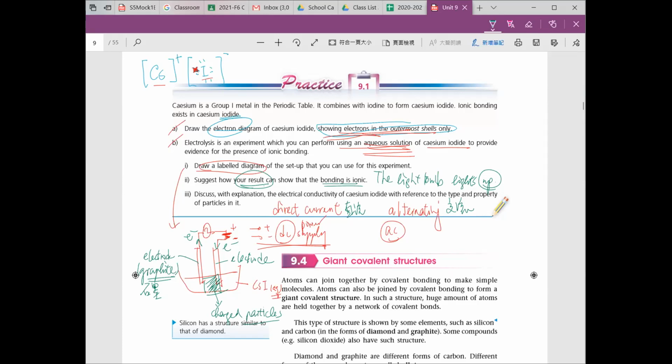So lastly, it's about discuss with explanation. The electrical conductivity of cesium chloride with reference to the type of particle of bonding in it. So you remember, you are going to tell clearly about two different states. So what can it be? Yes. What do you think? Can you elaborate on this for explanation?